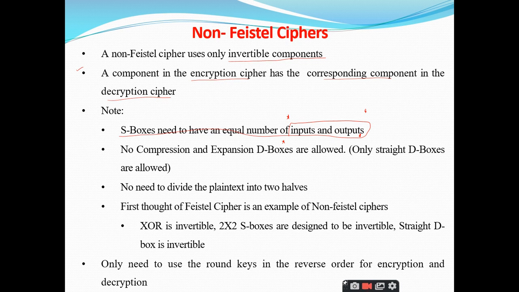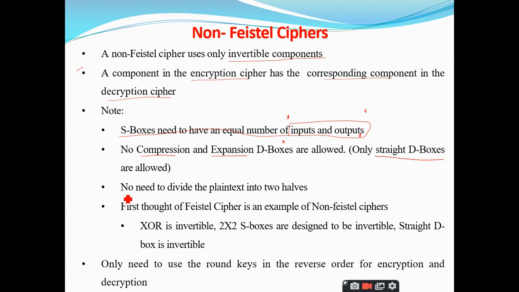So in order to have the invertible components, the S boxes should have an equal number of inputs and outputs. That is the restriction we have in this non-Feistel cipher. Similarly, you have to concentrate only on the straight D boxes, not the compression or expansion D boxes. You know very well why? Because the straight D boxes are the only invertible components among the D boxes. The compression and expansion D boxes are not invertible, right?